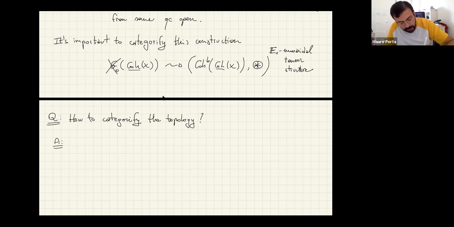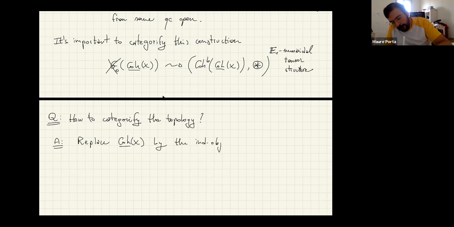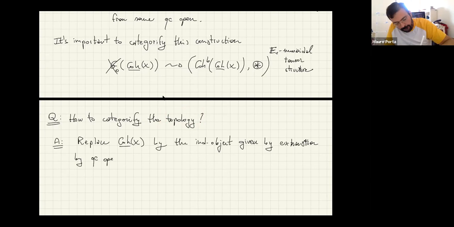It's to replace Coh by the Ind object given by the open exhaustion by quasi-compact open substacks.